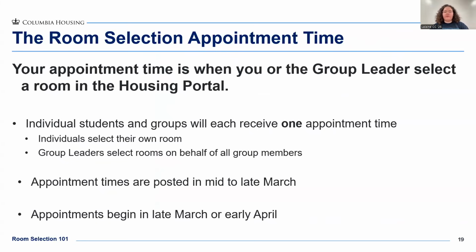The appointment time refers to the specific day and time that you or the group leader will select your room in the housing portal. Individual students and groups each receive 1 appointment time. Individual participants will select their own room, while the group leader will select rooms on behalf of all group members. Appointment times are shared in mid to late March, and then appointments typically begin in late March as well.